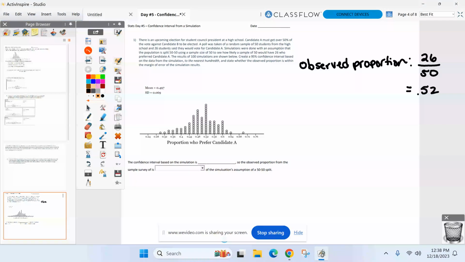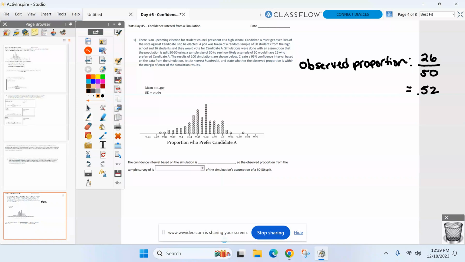So here's what we're going to do today: how reliable is that? Does that match reality? I went out and sampled 50 kids, 26 said they voted for candidate A, but it's not going to be candidate A automatically. How reliable is that one little sample we just did? Or did I just pick the right kids who are going to vote for candidate A? That's what we're going to do today: how reliable is this observed proportion? Does it really truly represent the school population, or is it just kind of an outlier? That's what we're going to test today.